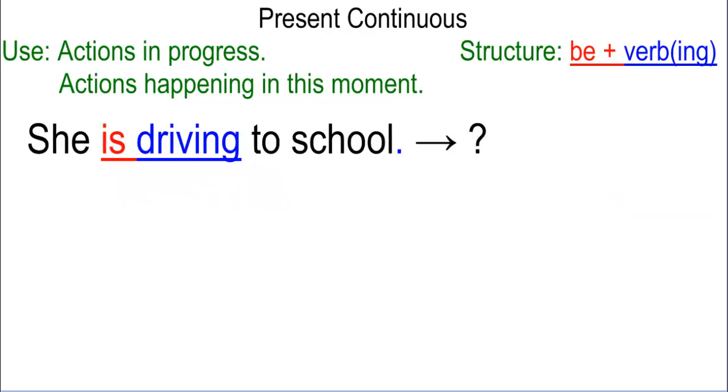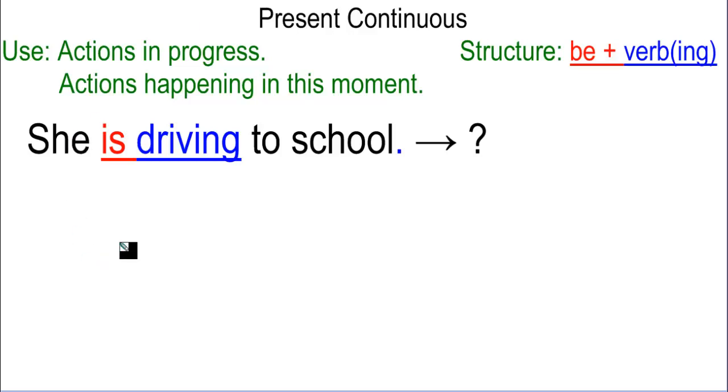Let's see another example. She is driving to school. That's not a question. That is just a statement. If I want to transform this sentence into a question, I have to move one word. What word do you think it should be?